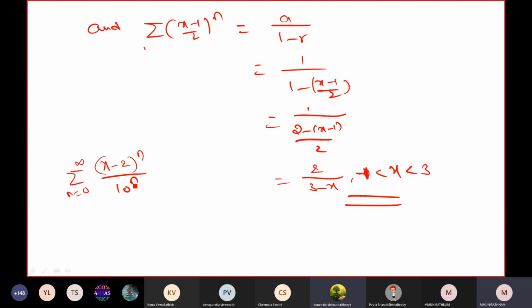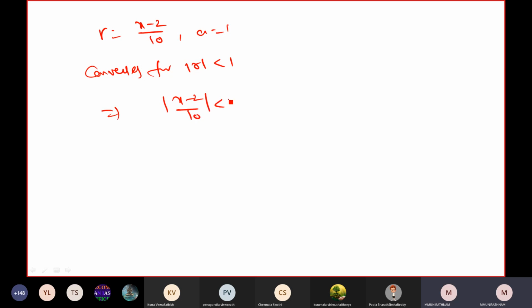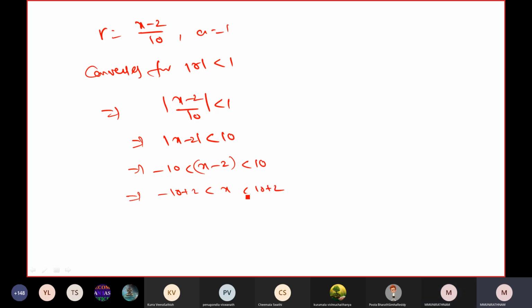It converges for -8 less than x less than 12. Here r equals (x minus 2) by 10, and a equals 1. It converges for mod r less than 1. So (x minus 2) by 10 is less than 1, which means mod x minus 2 is less than 10. That means minus 10 less than x minus 2 less than 10. When we add 2 to all sides, we get -8 less than x less than 12.